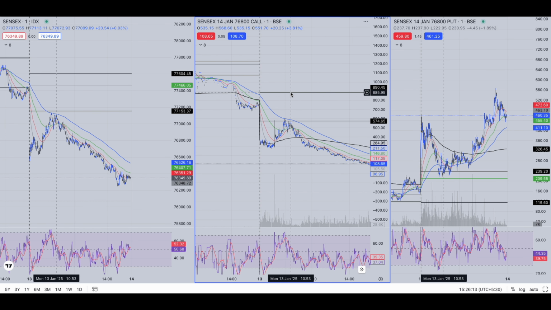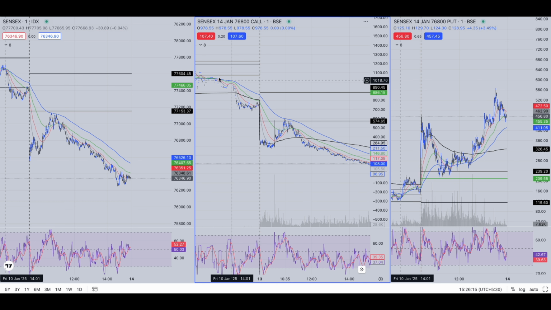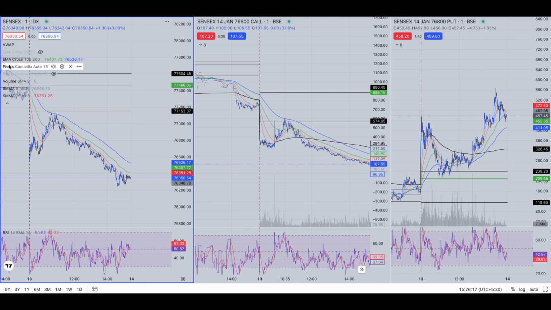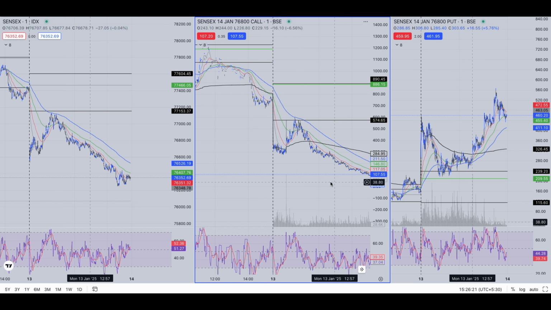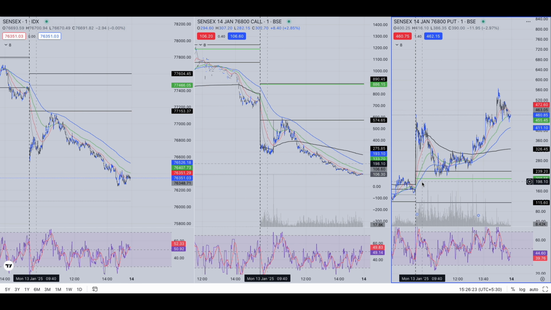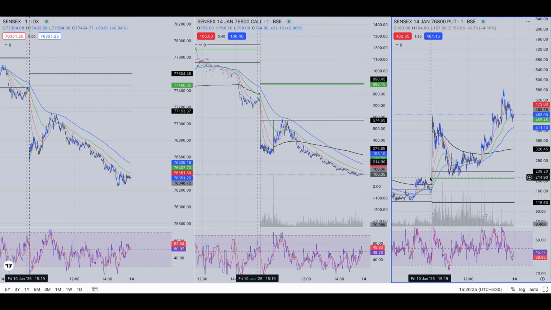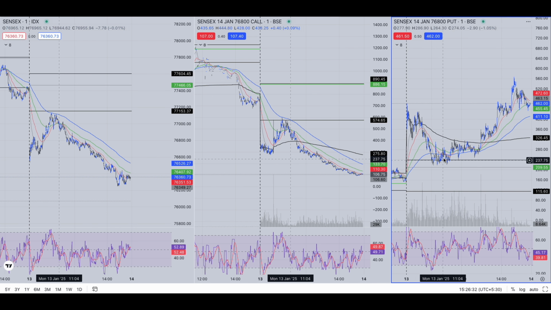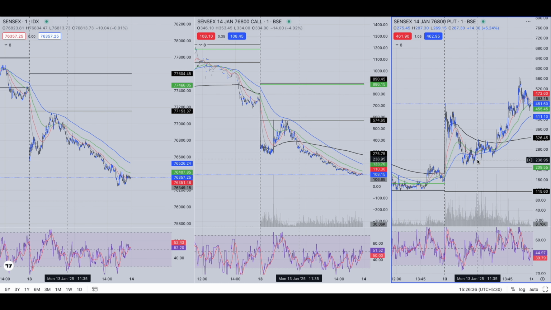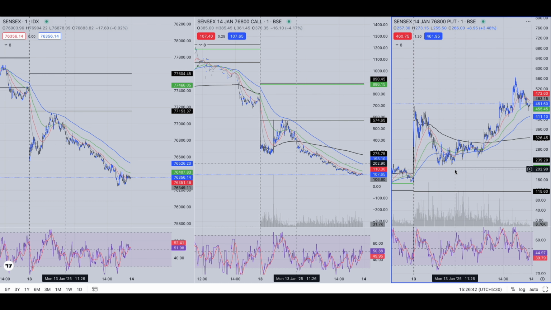The pivots I'm using are the Camarilla pivots, guys. Here you can see the Camarilla pivot. So you can see, for better confluence, as price gapped down here, the put premium gapped up and it took support here, guys. Here you can see both the R1 level as well as the pivot lying close to each other, which forms a sort of support over here.